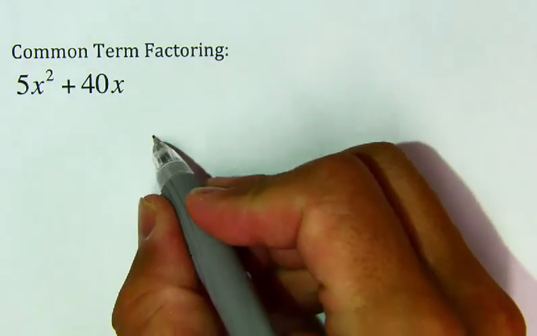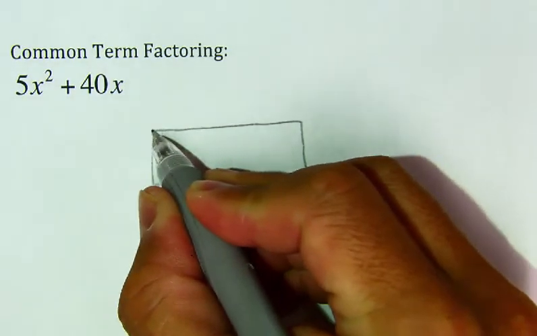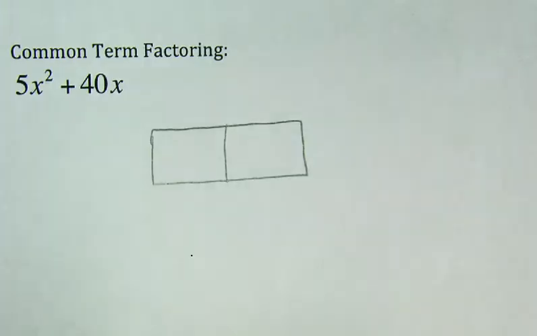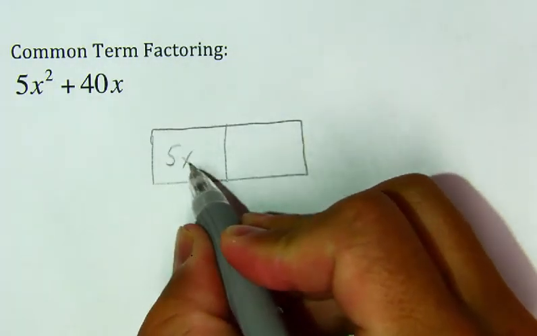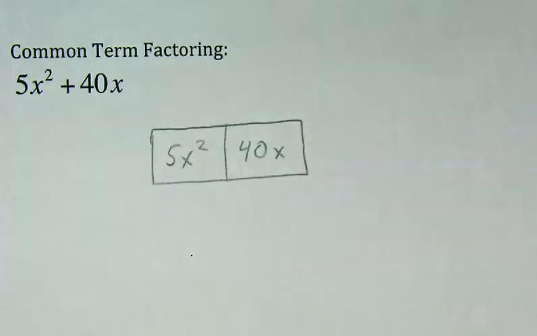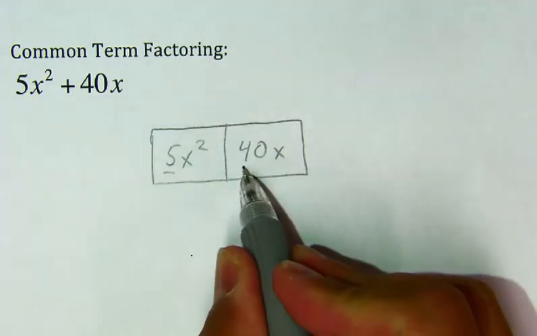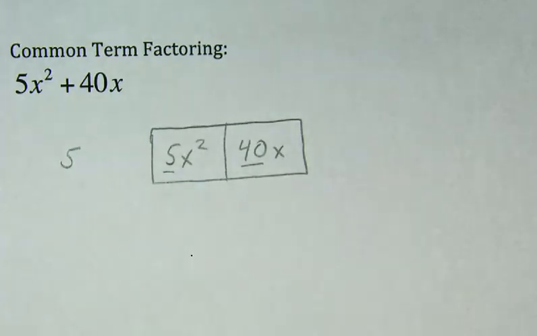When you're doing a common term factor, what you want to do is see if there's any numbers or variables that appear in both of the terms. What I like to do is start off by making a small rectangle and putting each one of my terms in a box of the rectangle. It helps me split it up a little bit so I can see what the individual terms are. Now I want to see if there's a number that goes into both 5 and 40. And in this case, the number 5 goes into both of them.